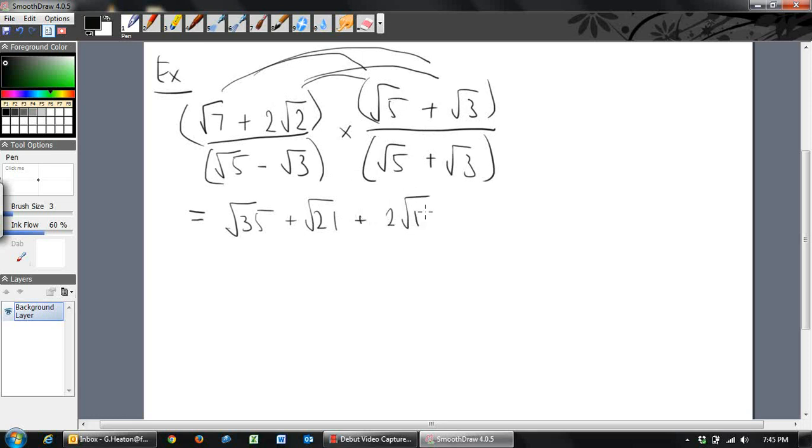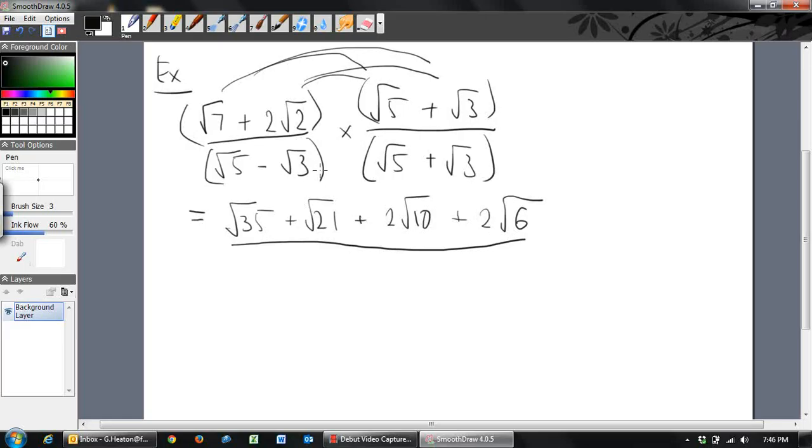That's 2 root 10. So you've got 2 out the front, 1 out there. 2 times 1 is 2. 2 times 5 is 10. And lastly, what's 2 root 2 times root 3? Well, we've got our 2 out the front. And what's 2 times 3? 6. And so that's our top line there. Fantastic. Looks complicated. It is. But at least we won't have surds on the bottom.